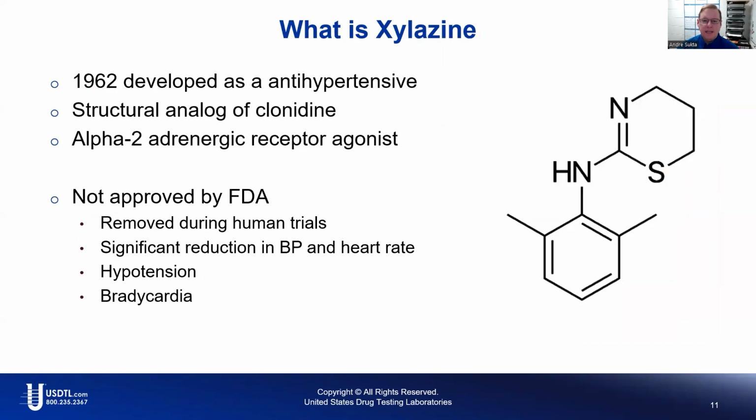So it was developed in 1962. It was designed as a structural analog of clonidine. It's an alpha-2 adrenergic receptor agonist. It is not approved by the FDA. When it was first developed, it was designed for human use. It got as far as human trials. During the human trials, due to the significant reduction in blood pressure and heart rate, they pulled it from the market.